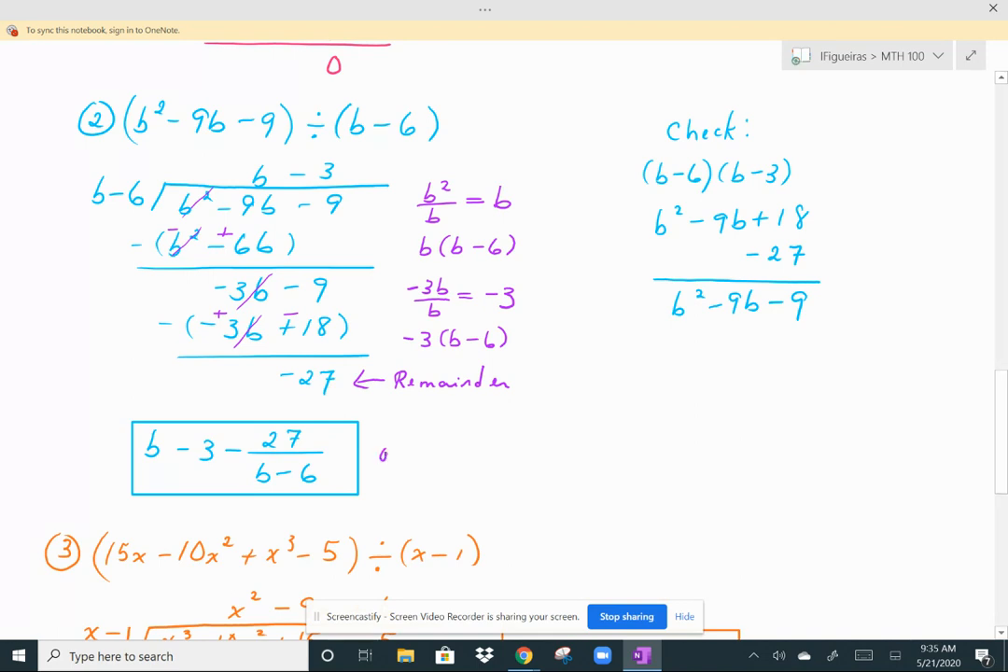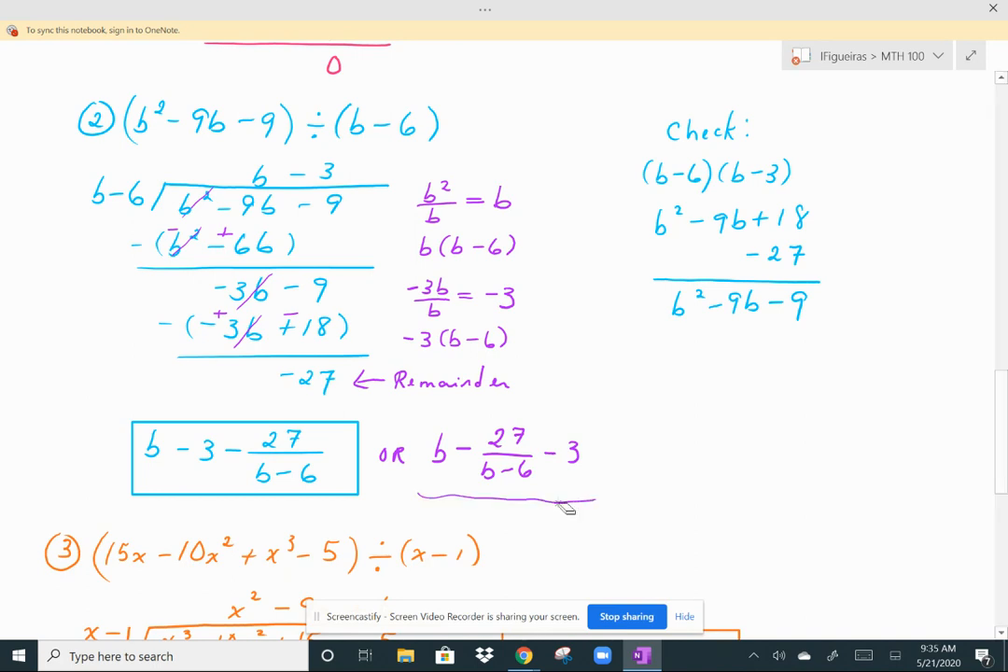Sometimes your web-assigned homework might not like it in this order. So if you're confident you did it right, you can try entering your answer like this, where the variable terms go first. So in other words, write b, then your remainder minus 27 over b minus 6, and then the constant at the end. They both mean the same thing, but again, just in case your homework system gives you some trouble, try putting it in this second way right here.